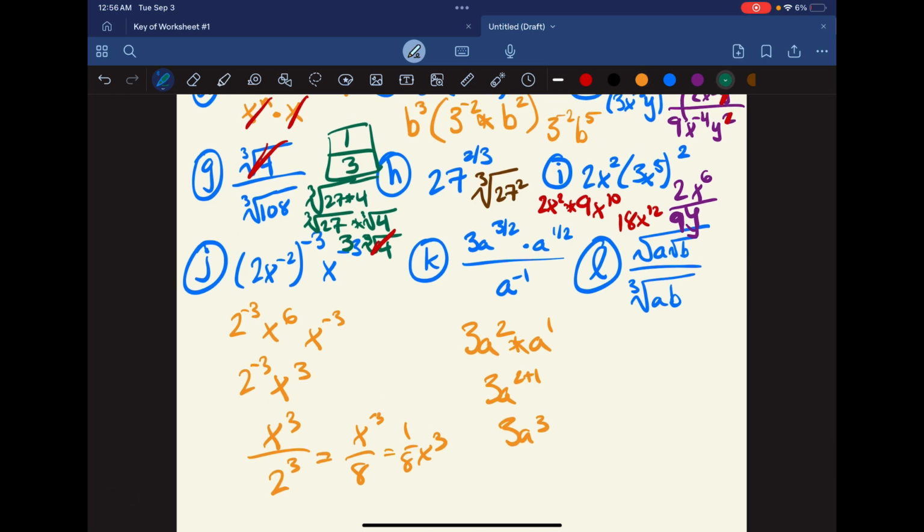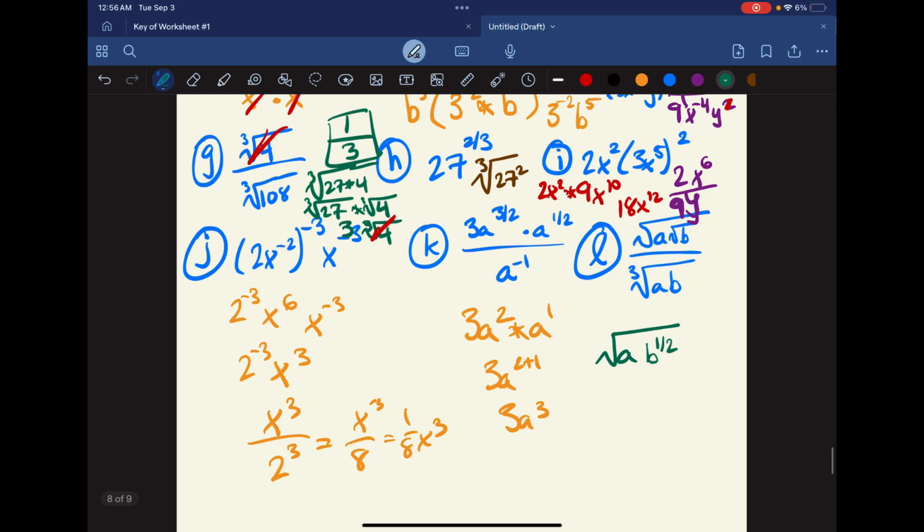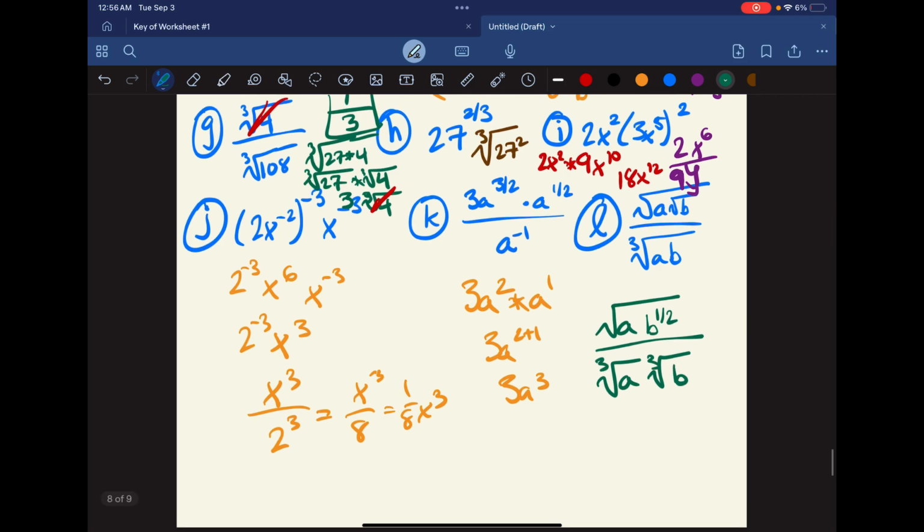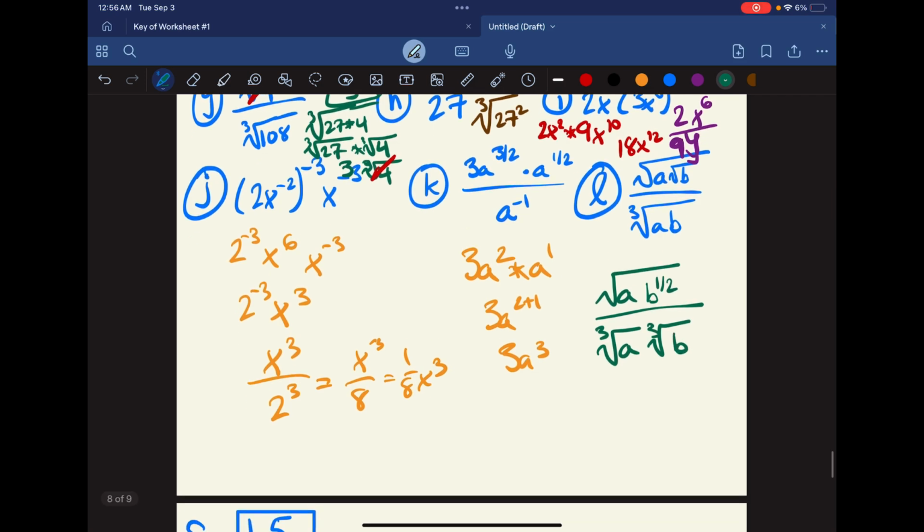Okay, so now we're dealing with this, the square root of a b to the 1/2, because we can rewrite that as 1/2. This bottom can be rewritten as the cube root of a times the cube root of b. I don't know why you would rewrite that, I'm just kind of trying stuff. So then this numerator would become a to the 1/2 times b to the 1/4, because 1/2 of 1/2 is 1/4. So then this is a to the 1/3 times b to the 1/3.